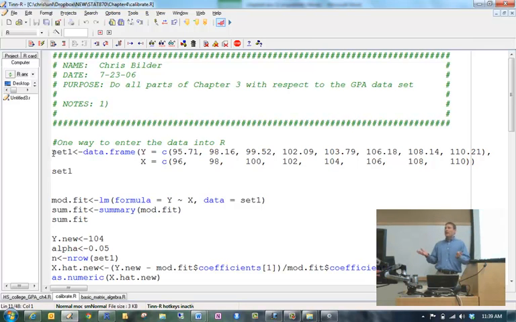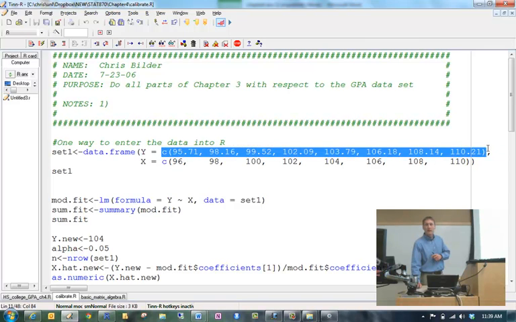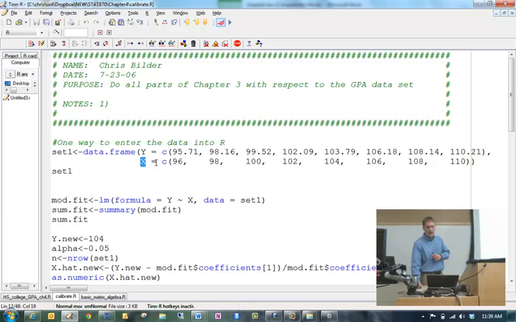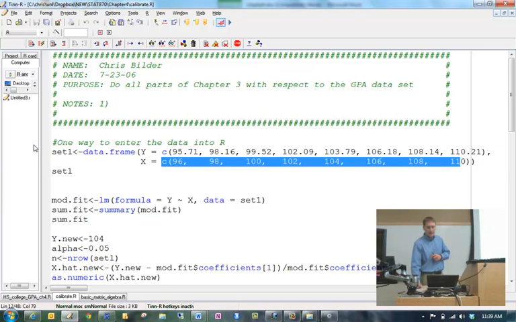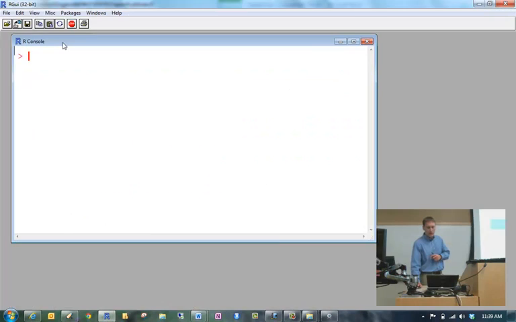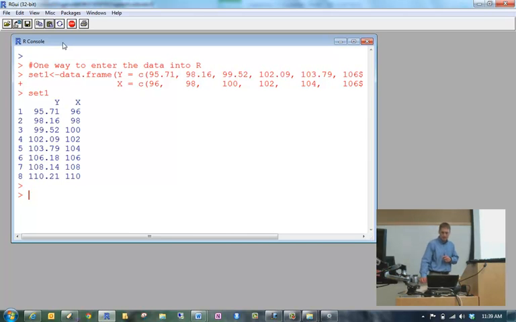First, I could have the data set in an Excel file, or I could have it in just a plain text file. In this case, this is such a small data set, I decided to simply type it into R. Here's how you can do that: create an object called set1, a data frame, where I'm going to create one variable called y that has all the y values in there, and then also a variable x that has all the x values in there. And let's just run this to make sure that it worked. There we go.